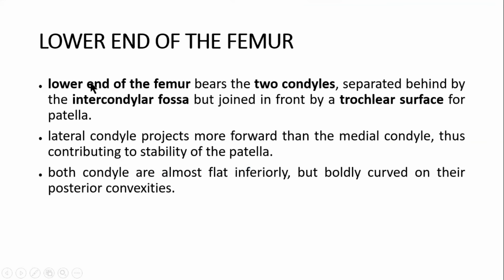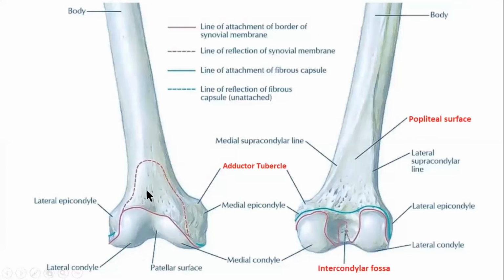Now the lower end of the femur. The lower end of the femur bears two condyles separated behind by the intercondylar fossa, but joined in front by the trochlear surface for patella. You could see this is anterior. This is the patellar surface, right? And here you could see this is the intercondylar fossa. These are the condyles. These are separated by the intercondylar fossa here, and joined in front by the patellar surface.